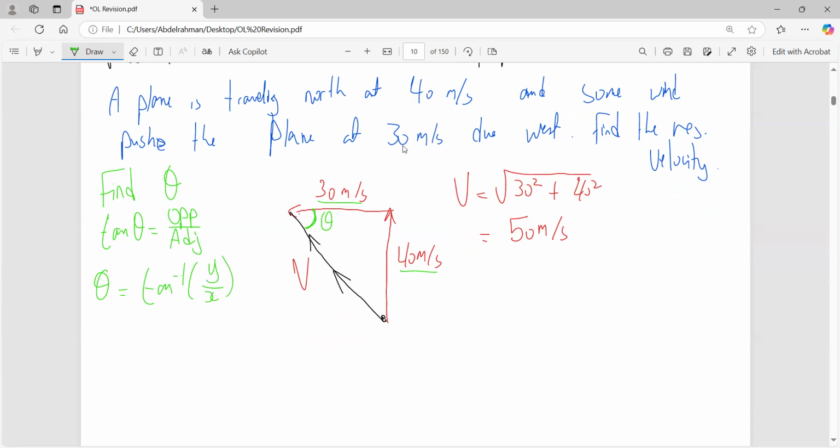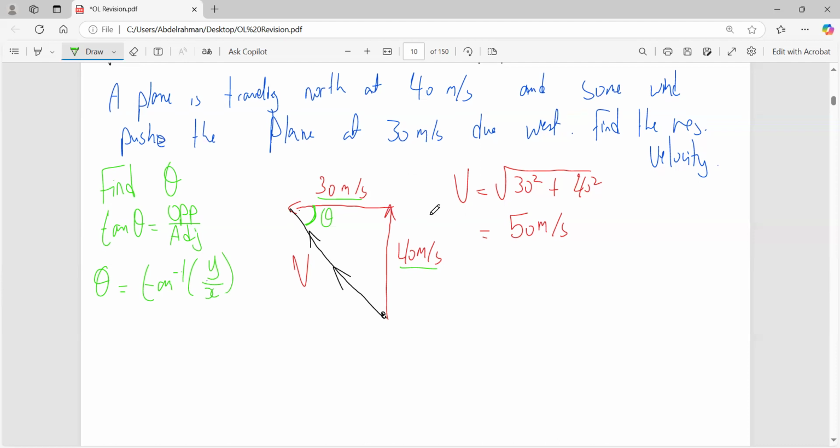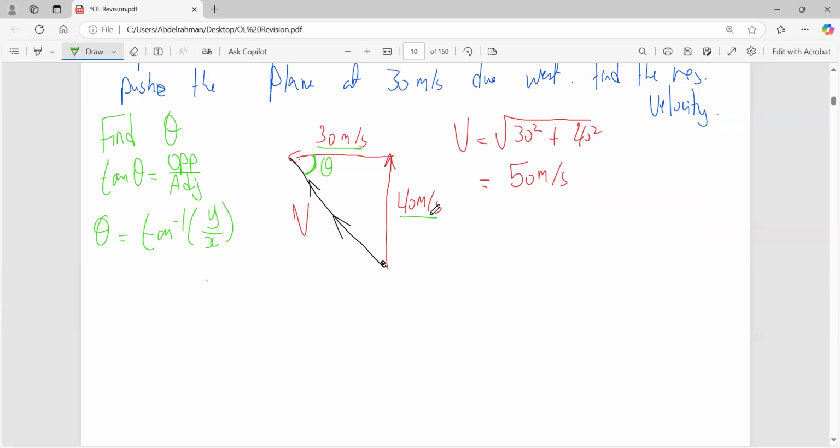In 99% of the questions he would need you to find the theta, or the angle, with respect to the horizontal. If he tells you to find the angle with respect to the vertical, for example, then it would be tan inverse x over y. But I'm telling you, in 99% of the questions, it would be in this form: tan inverse y over x, or vertical over horizontal. Yalla.